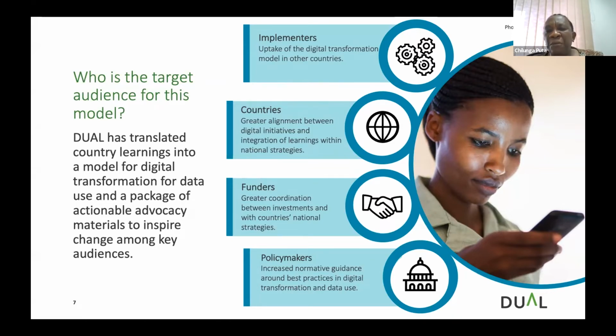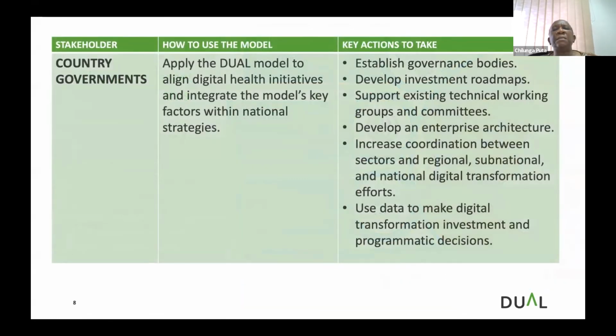And policymakers, of course, because they need to increase the normative guidance around best practices in digital transformation and data use. A poor policy probably translates into poor implementation. A good policy will support good implementation. So these are our 4 major target audiences for this particular model. So what do these various target groups, these stakeholders, how do they use the model, and what key actions? These are illustrative, they're not comprehensive, they're just illustrative. People can think more when they're actually doing it.